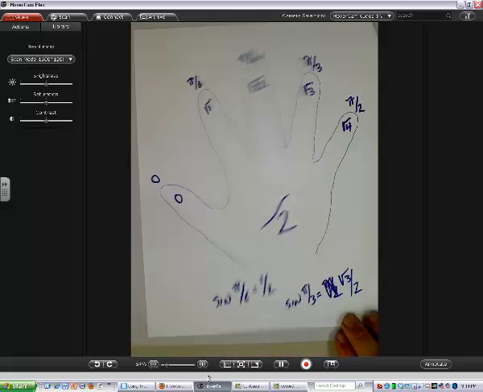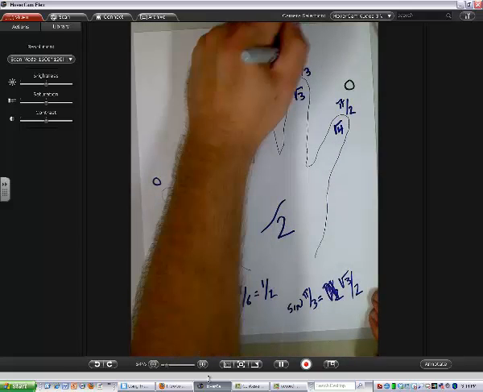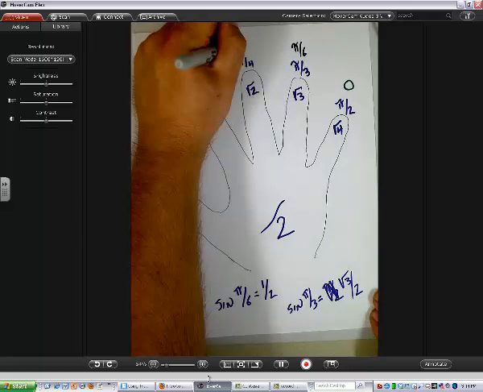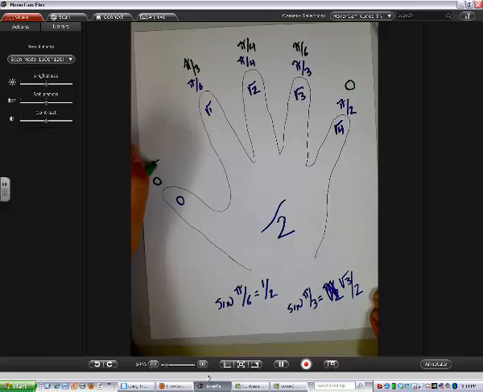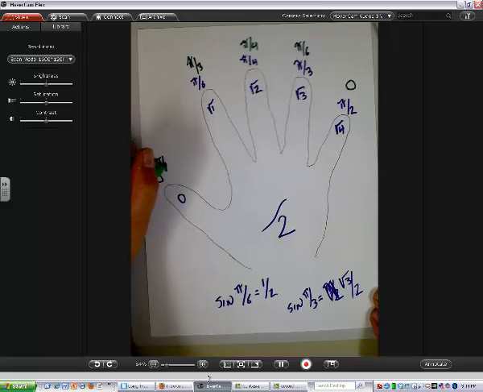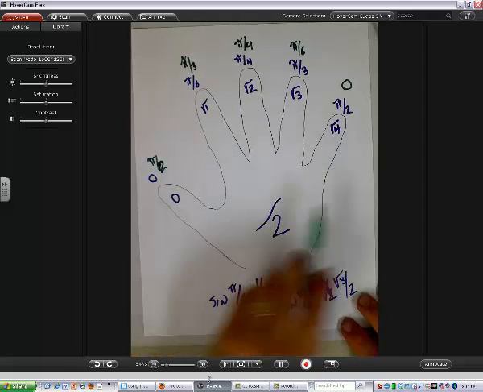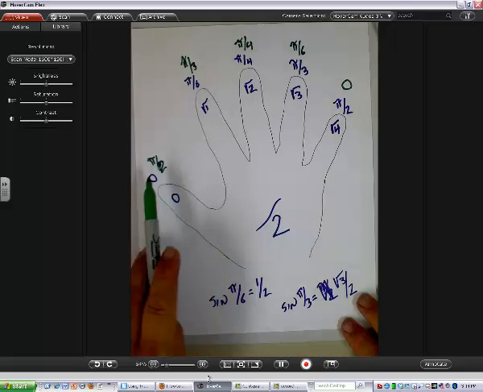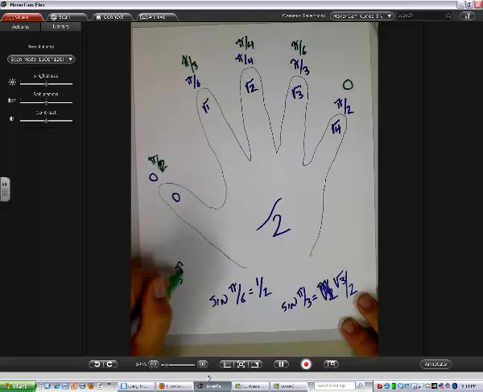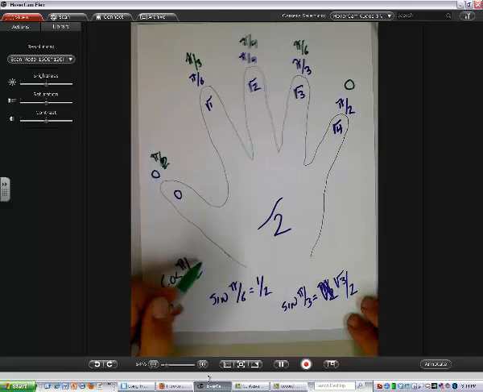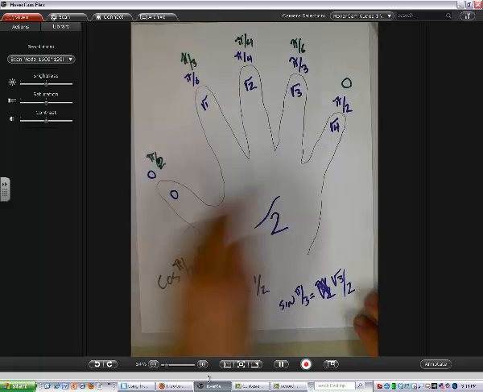Better. Okay? If I want to do the cosines, the part inside the hand stays the same, but I start with 0 over here, and then I go to pi over 6, and then pi over 4, and then pi over 3, and then pi over 2. If I want to know the cosine of pi over 2, cosine of pi over 2 is 0 over the square root of 2, which is 0. Okay? So that's something to play with.